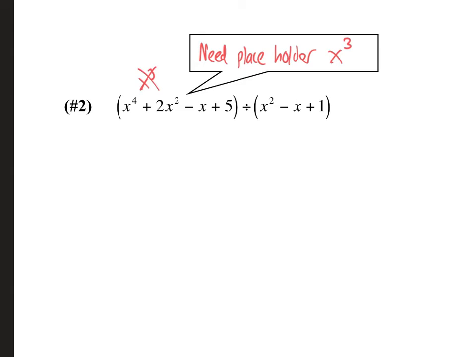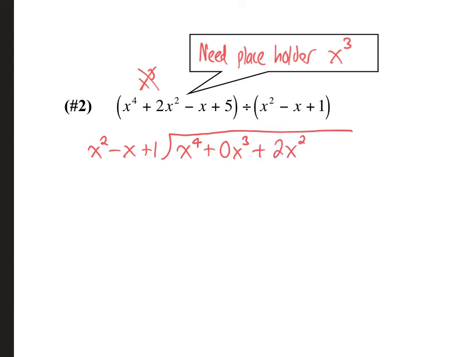So we're going to set up our problem. So we're going to do x squared minus x plus 1. Let's move that up a little bit, actually. X squared minus x plus 1 divided by, I'm going to make a nice long bar here. We have x to the fourth. There is no x to the third term, so we're going to put plus 0x to the third plus 2x squared minus x plus 5.